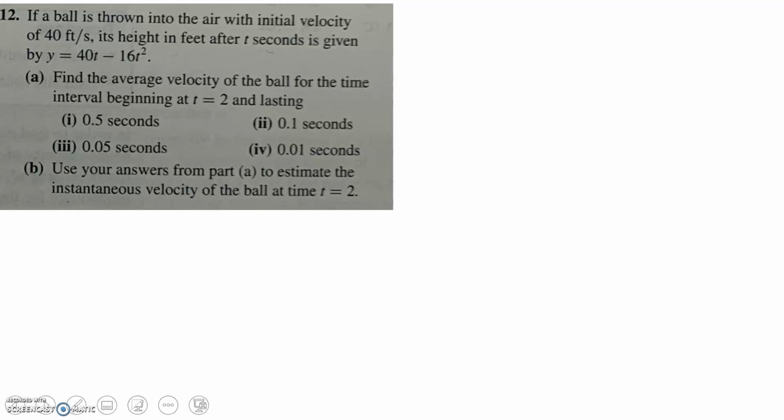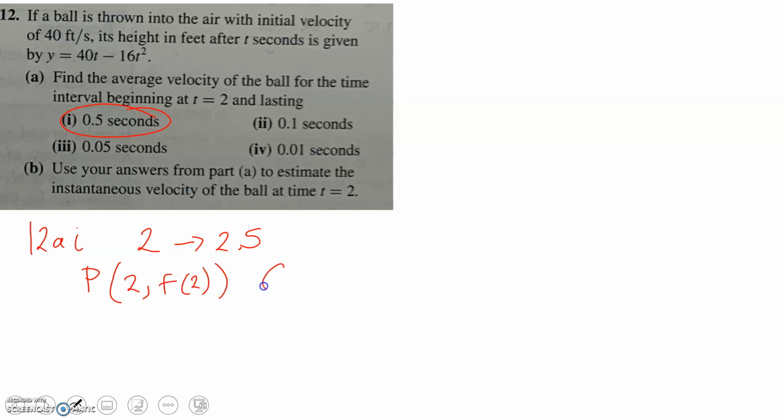So I'm going to model the first part. That is 12A-I, at 0.5 seconds. We're going to be determining the average velocity from 2 seconds to 2.5 seconds, because our time interval here is 0.5 seconds. So we are 0.5 seconds ahead of where we began. In terms of our situation here, our point P will be at 2, comma, f of 2, and our point Q will be at 2.5, comma, f of 2.5.